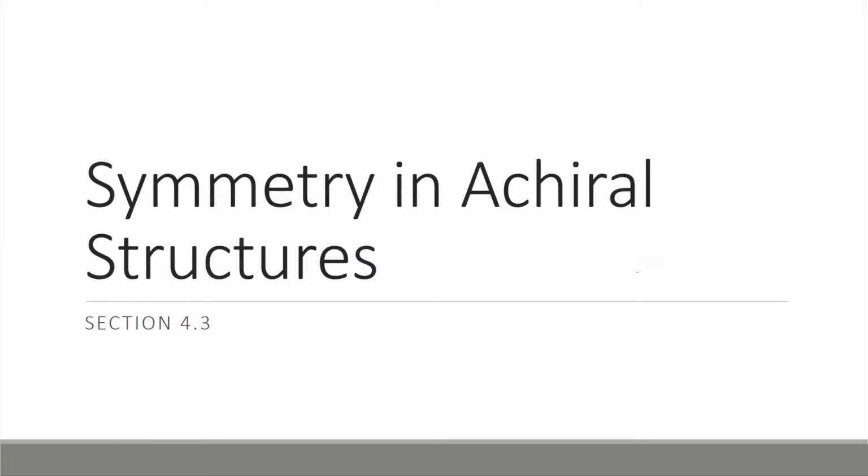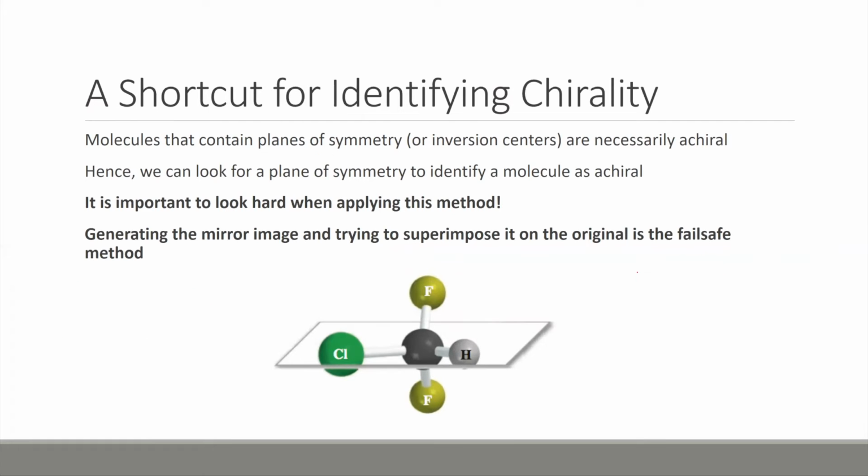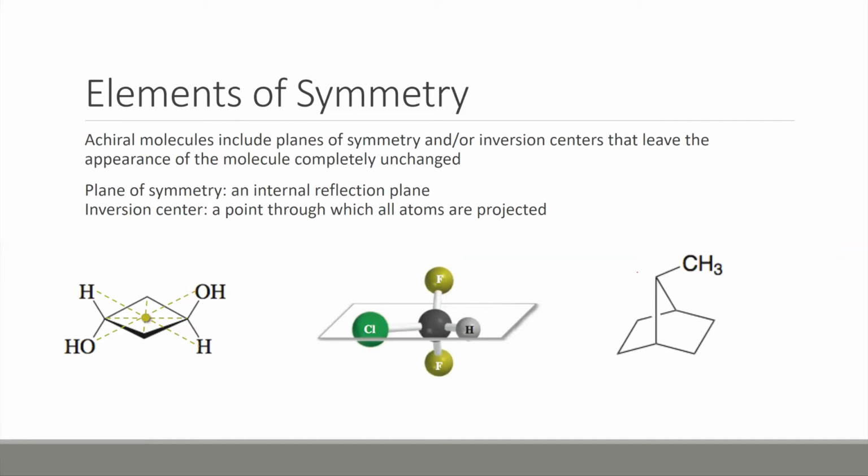So let's talk more about the possibility of having a chiral molecule and when that occurs. Achiral molecules generally mean that the molecule includes some plane of symmetry or an inversion center. And because of that, it leaves the appearance of the molecule completely unchanged.